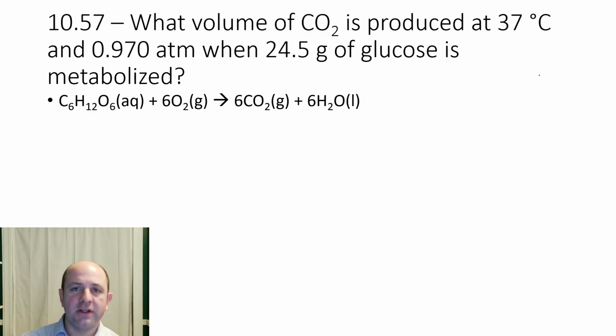All right, last one is our stoichiometry problem, where it says we're looking at cellular respiration. We're combusting glucose. And they want to know what volume of carbon dioxide is produced at 37 Celsius, so human body temperature, at 0.97 atm if 24.5 grams of glucose is metabolized.